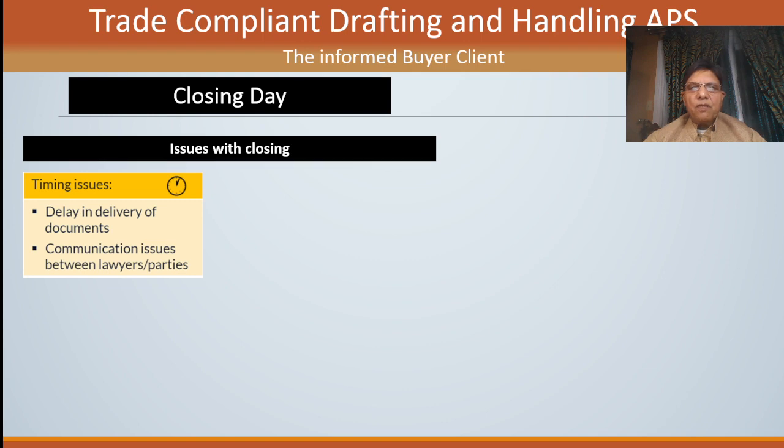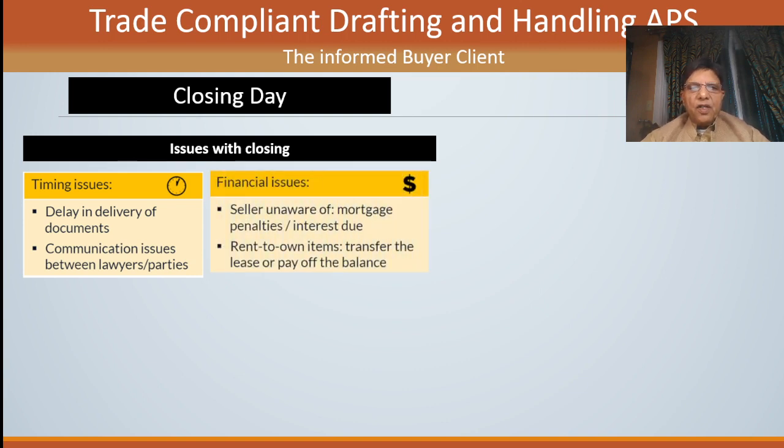Issues with the closing. There could be some issues with the closing which you need to explain to your client, such as timing issues and delay in the delivery of documents. Those documents can be from the brokerage, the bank, or the other lawyers. So there could be anything. You keep on talking to your client, and your client may be talking to the lawyer, so you also need to be in the loop, to be informed and to handle any situation. Financial issues, such as the seller being unaware of mortgage penalties because they are breaking the mortgage. Because of that there is a delay, and your client wanted to move in, and they have already given notice. You need to handle all these scenarios, and the only way you can do it is if you are in touch with your client.